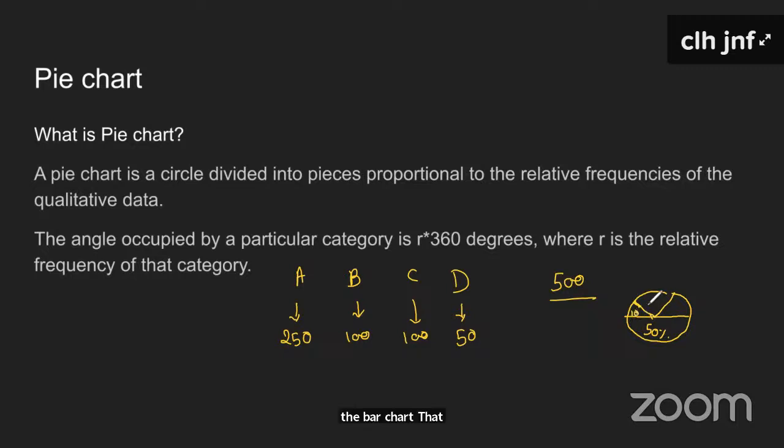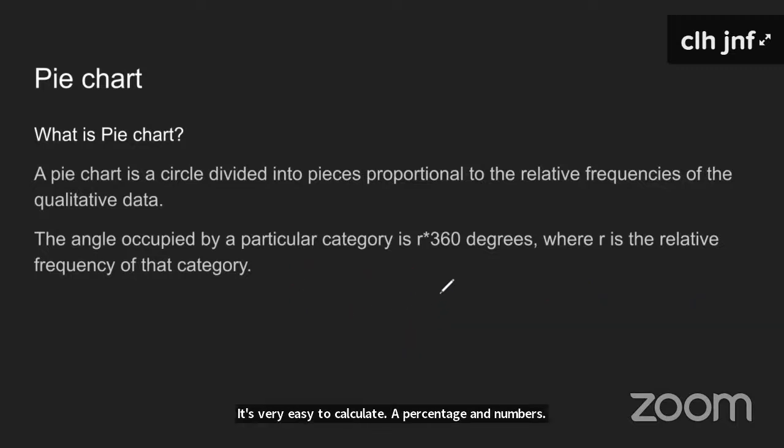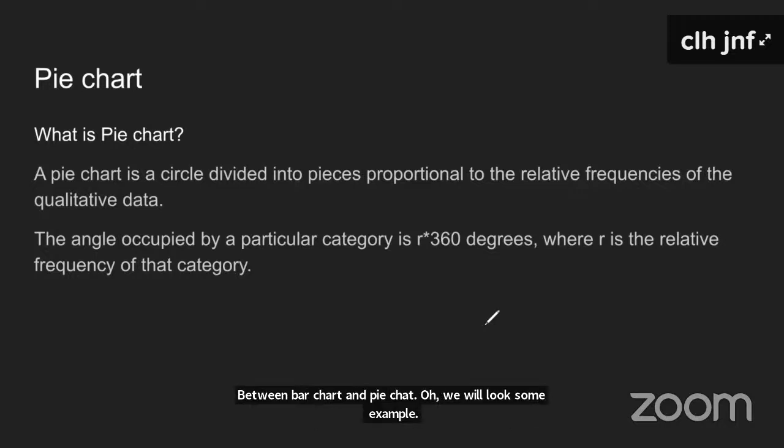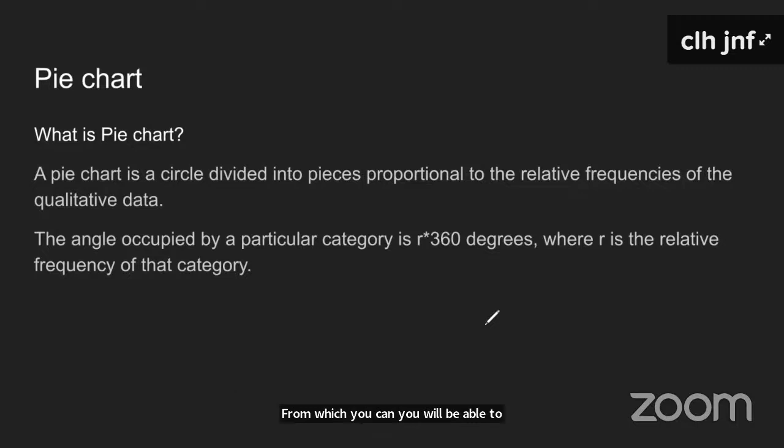See, here in this case, the numbers are very easy to look at, right? It's very easy to calculate percentages and numbers here. But sometimes when it comes to real life data, it will not be like that. So either you need some percentage kind of language, or sometimes you need numerical form. So that's one of the differences between bar chart and pie chart. We will look at some examples from which you will be able to distinguish which chart should be used there.